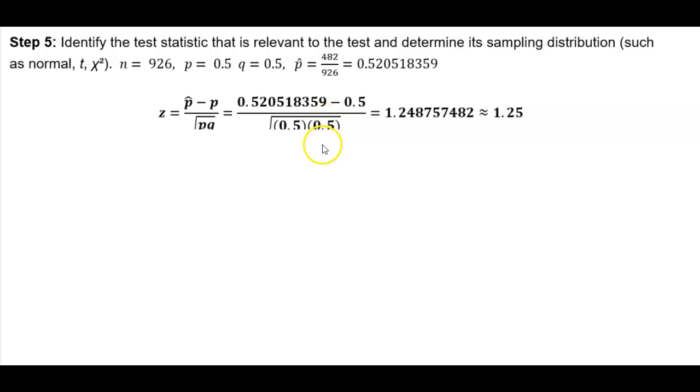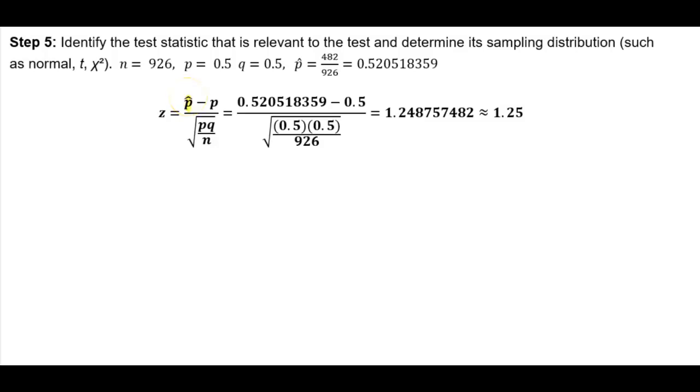The value of p, the population proportion, is 0.5. The value of q is equal to 0.5. And the point estimate is the value of x, which is 482, divided by 926, which gives us 0.520518359. So now we're going to plug in our values into the formula. So let's go ahead and do that.